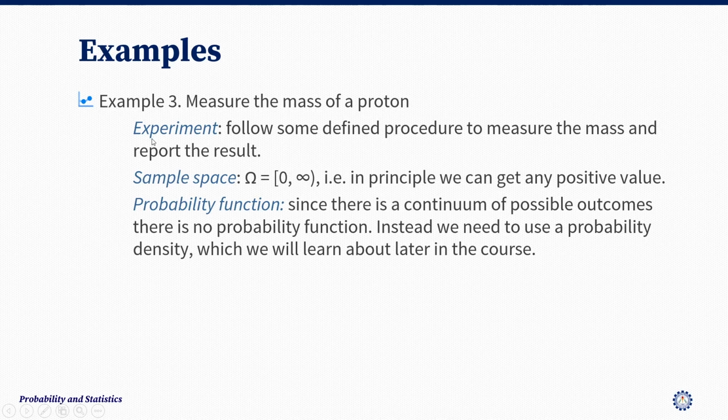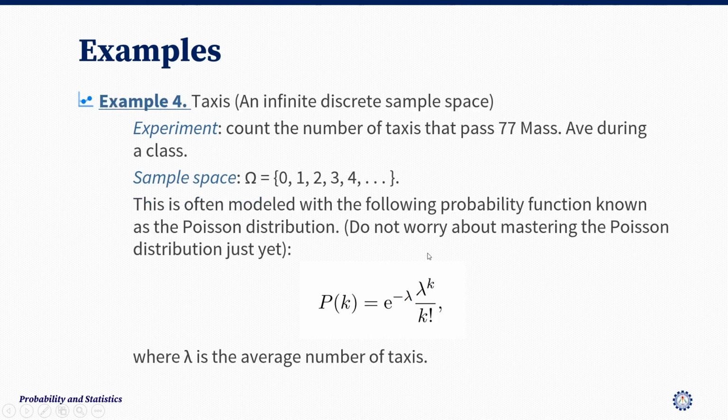Another example here is, let's say for instance, we will measure the mass of a proton. Our experiment here will follow some defined procedure to measure the mass and report the result. Our sample space here will be big omega equal to 0 until infinity. In principle, we can get any positive value. It starts from 0 and goes to infinity. In probability function, since there is a continuum of possible outcomes, there is no probability function. Instead, we need to use a probability density, which we will learn later in this course.